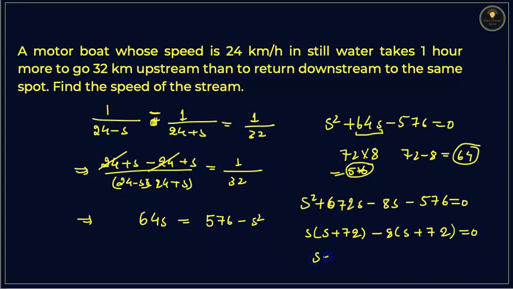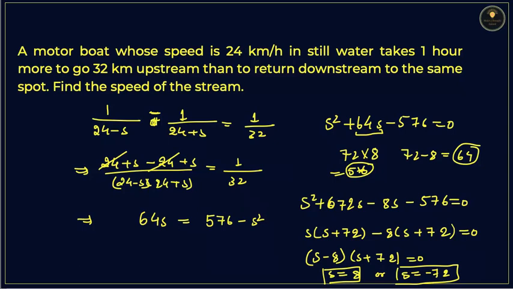Here if I want to write it further, you will write s minus 8 and this value will become s plus 72, which is equal to 0. So you will get the value of s equal to 8, or you will get the value of s equal to minus 72. There are two values that you are getting. Either s is 8, or s is minus 72. Speed can't be negative, so we will not take that value, because this is not velocity, this is speed. So you will always take the value of speed as a positive value.